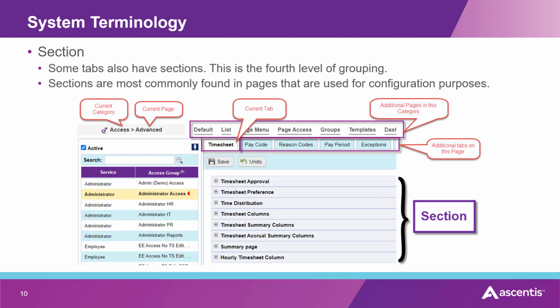Although most commonly found in the configuration pages are sections. As the image shows, you can see where you are at any point on these pages. The top left-hand side shows the category and page. All other pages available in that category show as the first row of options. Under those pages shows all the tabs on that page. And lastly, you have the sections of that tab.